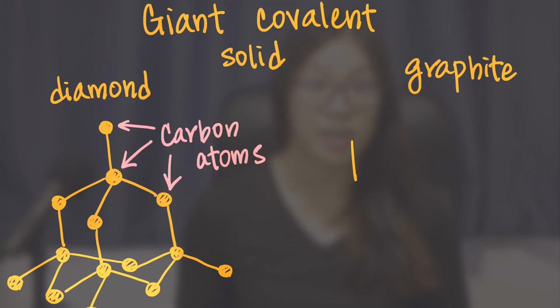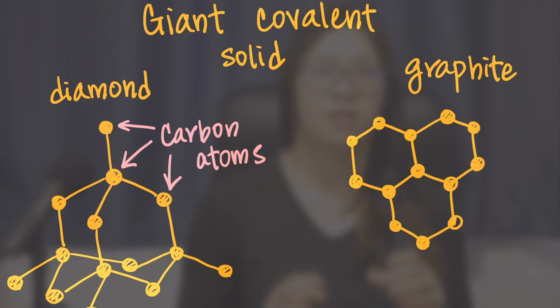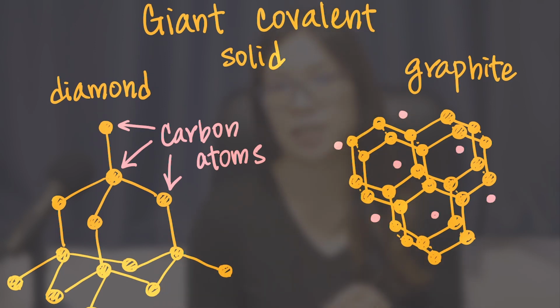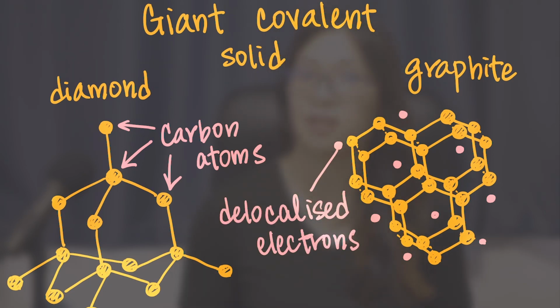Now, what makes graphite special, though, is the way the carbon atoms are arranged. Because they are arranged in layers that kind of look like a honeycomb or a beehive, the delocalized electrons are free to move around. And because of this, graphite can actually conduct electricity, which is why it's used as electrodes in experiments such as electrolysis.